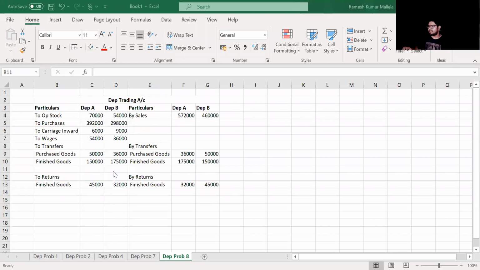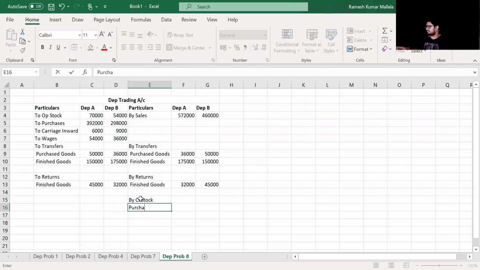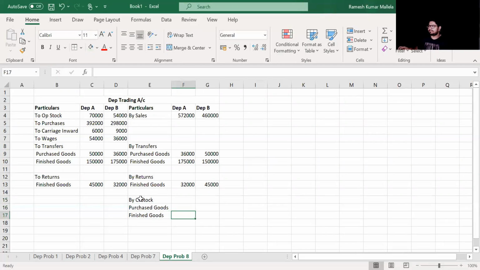So next, with this, fairly speaking, all transactions are done. Now what we are supposed to take is closing balances by closing stock. By closing stock, we are supposed to take, he has mentioned about purchased goods and also finished goods. So both we are supposed to consider.